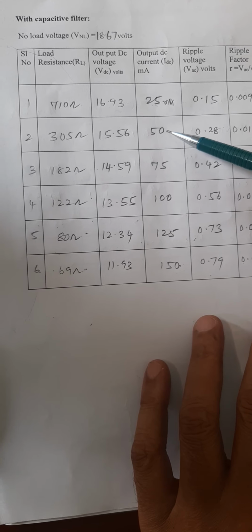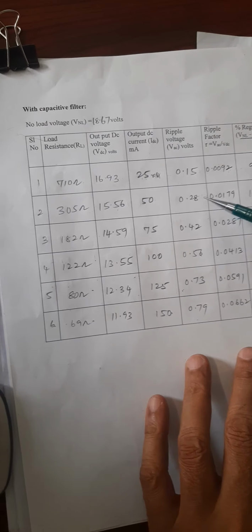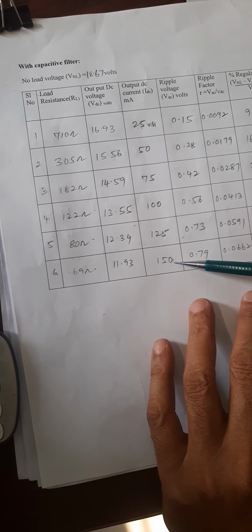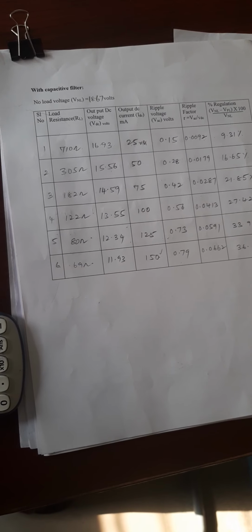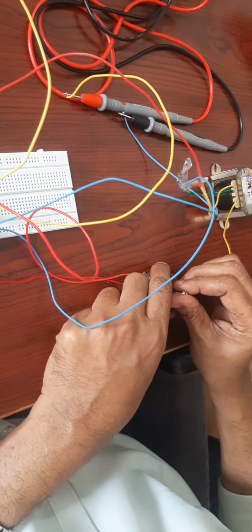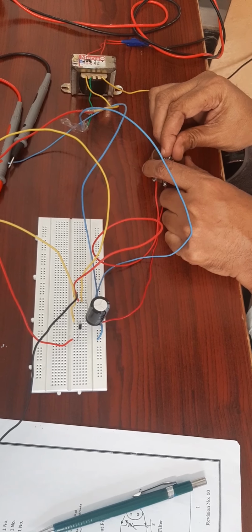Similarly, we go for 50 milliamps. Note the VDC value and the corresponding VAC value. Like this, you have to do up to 150 milliamps. I will show you the last reading here. I am just varying the pot resistance, setting it to 150 here. Now you see the scale. This value is almost 150. Just a minute.